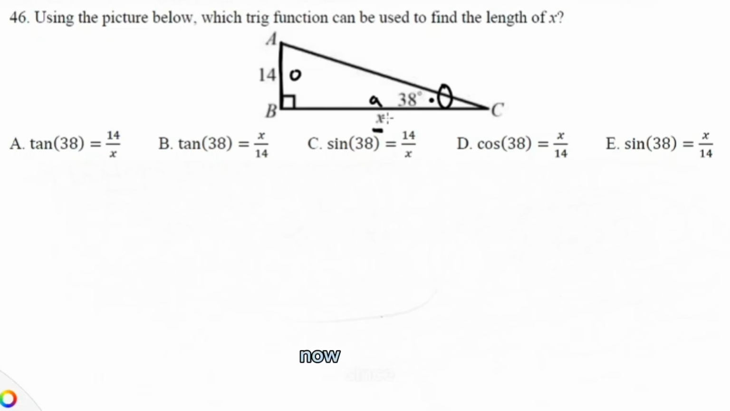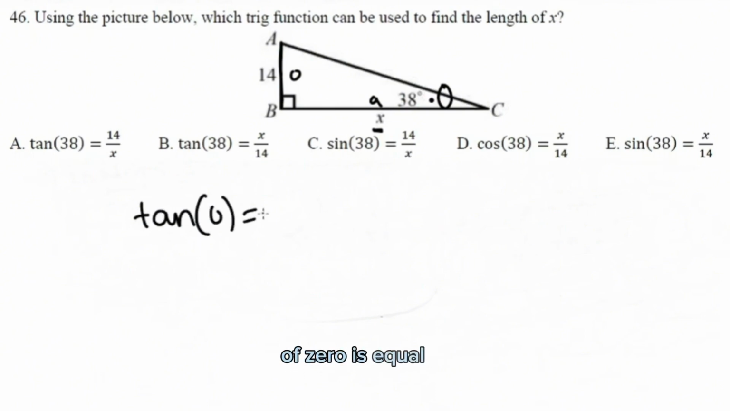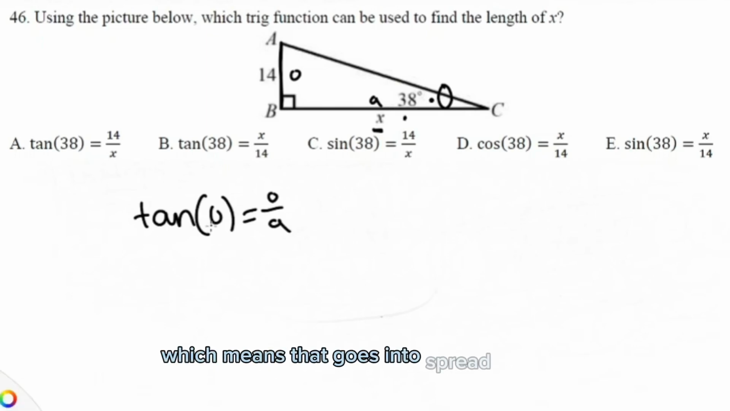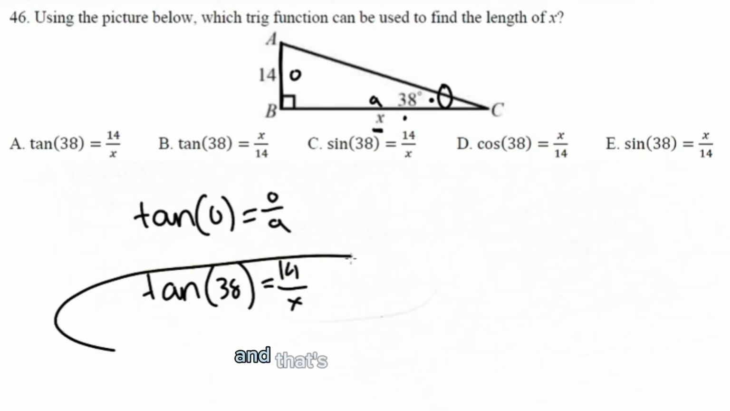Alright, now, since the angle is using the adjacent and opposite sides, this is a tan function. Alright, so the function for a tan function is just tan of theta is equal to O divided by A. Alright, so we're given the degree here, which is 38, which means that goes in this parentheses. So it becomes tan of 38. Next, that is equal to the opposite side divided by the adjacent side. The opposite side is 14, and the adjacent side is x, and that's your answer.